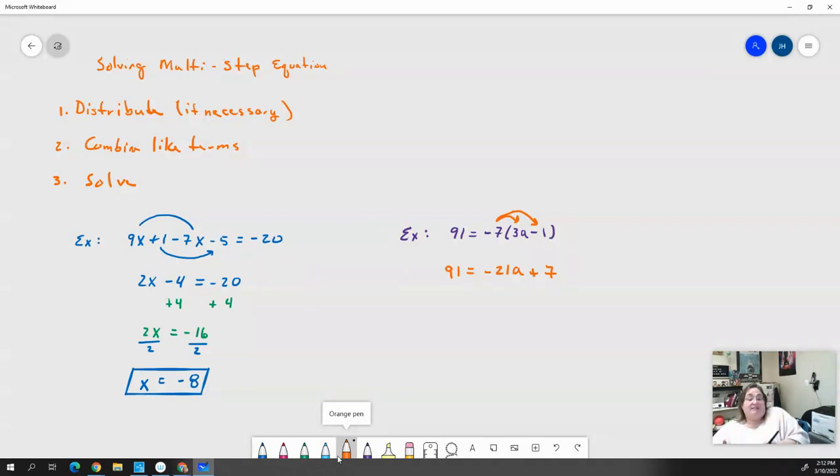We could combine like terms, but there are no like terms on any one side to combine. This has an a, this doesn't. I can't combine them. 91 is nothing else on that side. And so now we're ready to solve for a.